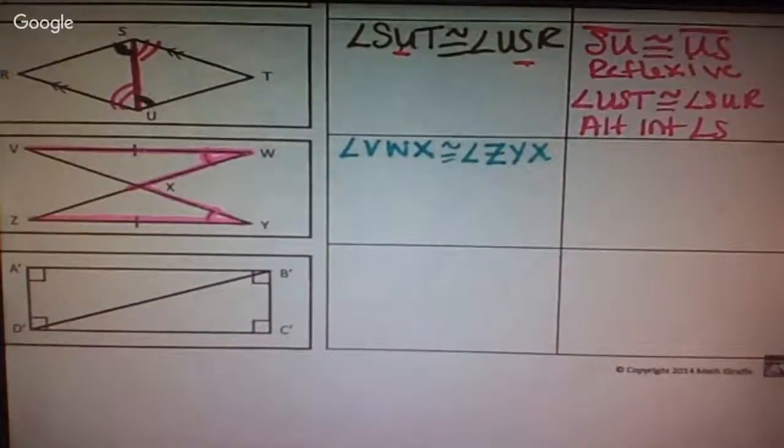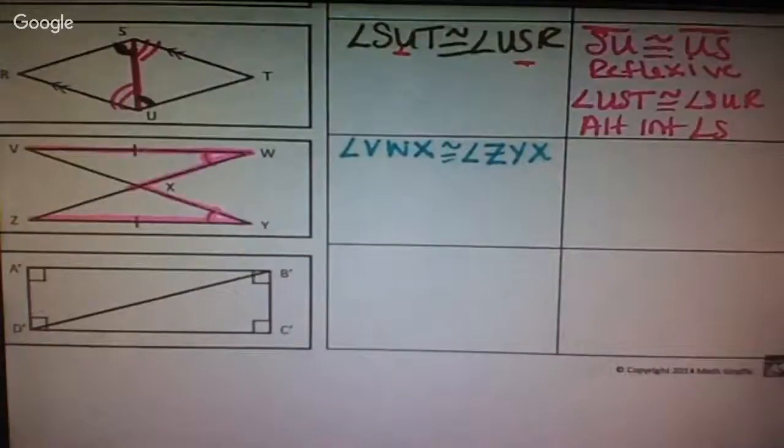If one side is congruent and one side is not congruent, the triangles aren't congruent then. All of it has to be congruent. Okay, so we know that. What else do we know?